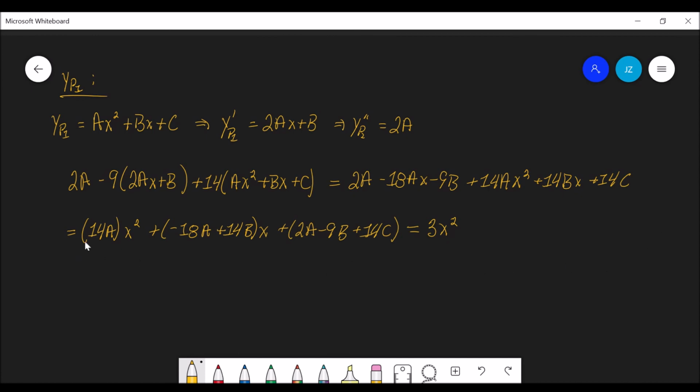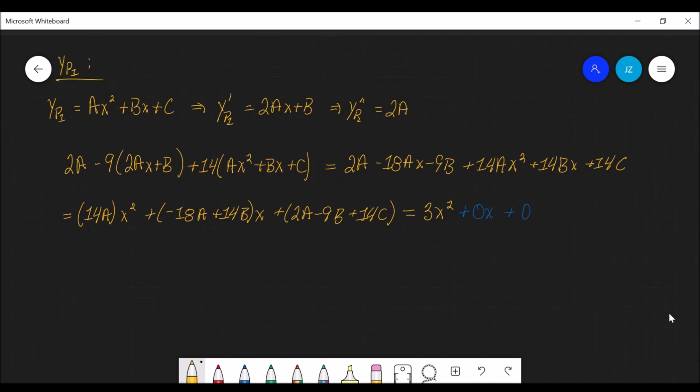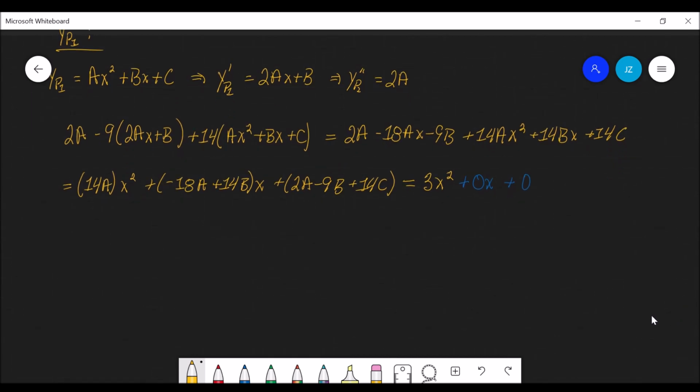We're now going to use coefficient comparison. So the only way that the left-hand side equals the right-hand side is if the corresponding coefficients are equal. So what I'm going to do is add plus 0x plus 0 to the right-hand side. I'm only doing this to make it easier to see the comparisons. If we compare coefficients, we'll get the system of equations. 14a is equal to 0.